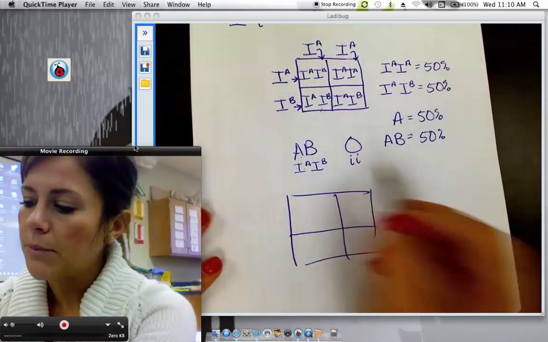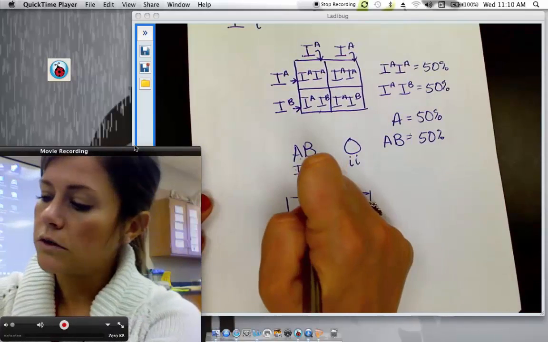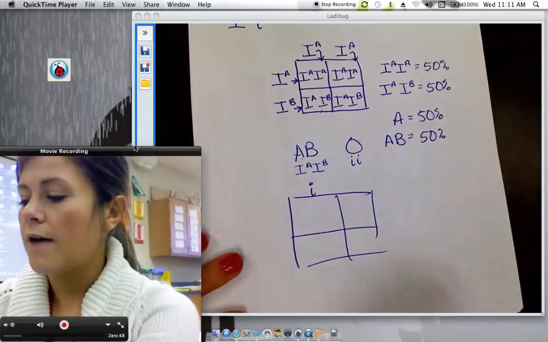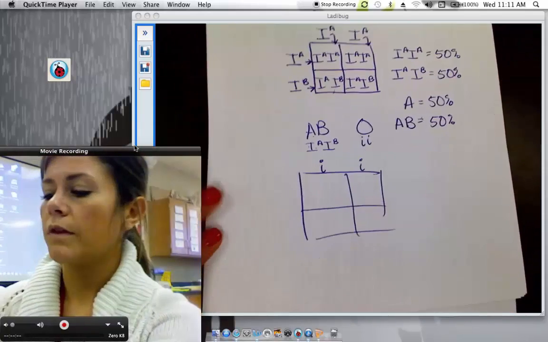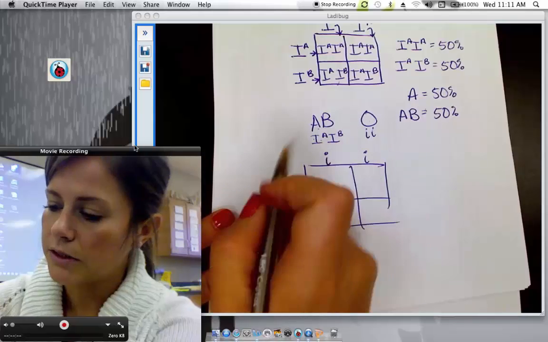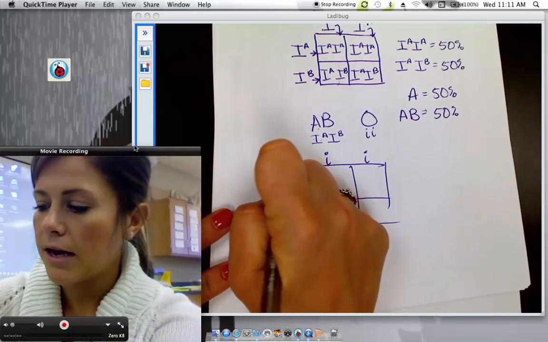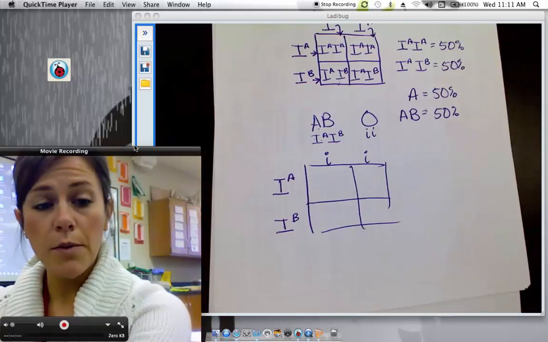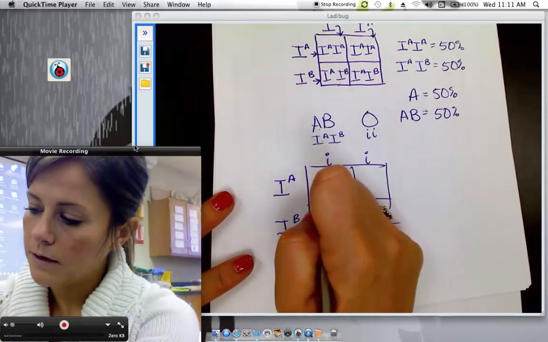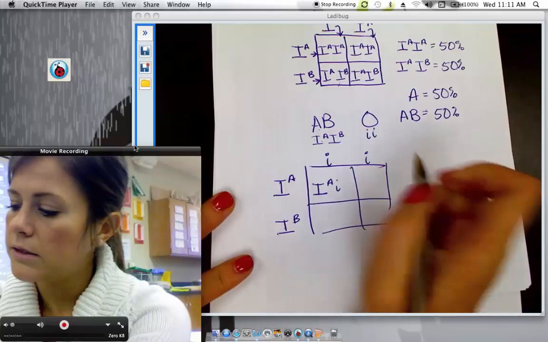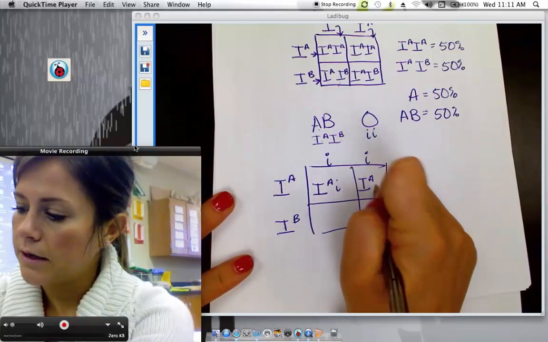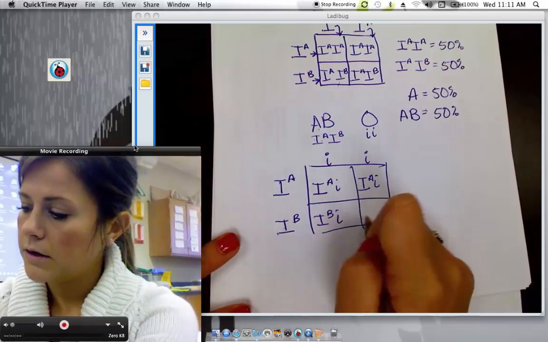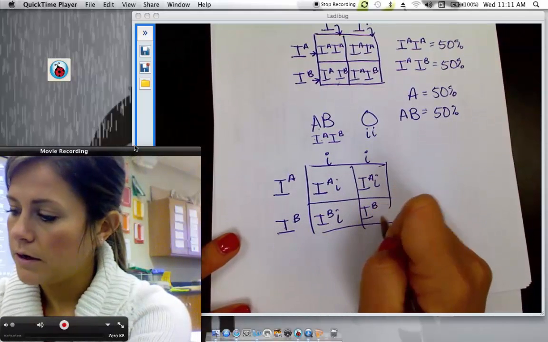So let's separate the alleles through meiosis. We have the recessive I's, and then we're going to go ahead and separate these two over here. Dominant I A, dominant I B. And so then we just complete our cross. A like this, A like this, A like this, B, and this.